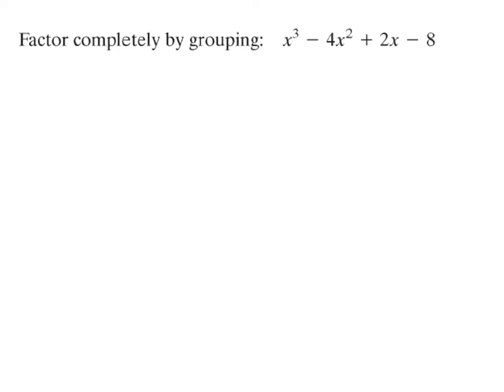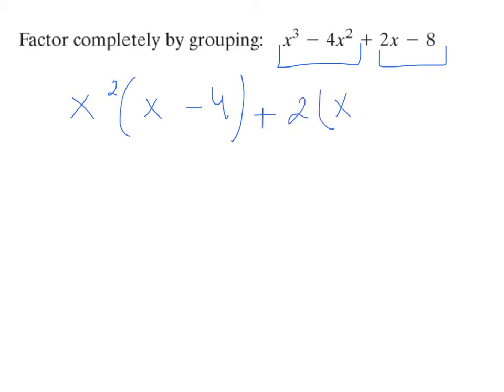We stay with factoring completely by grouping here. Now we can see the first monomials here and the last monomial here. So we can see x cubed minus 4x squared. What's a common factor? The common factor will be x squared. When we take x squared from x cubed here, we're going to come up with x, and we take x squared from the second one, we'll come up with 4. Plus 2x minus 8. We can use 2 as a common factor, and we're going to come up with x minus 4.